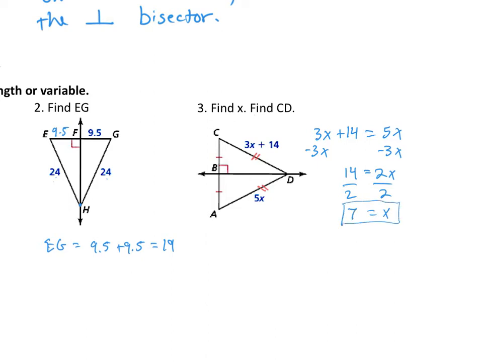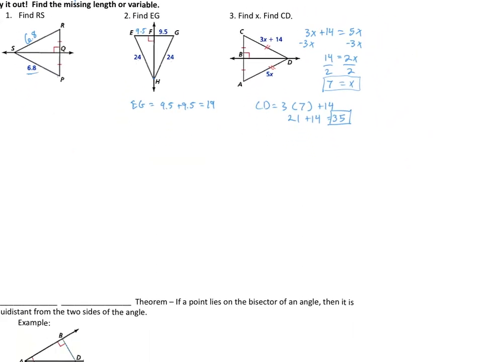I'm going to take that, and I can plug it into either side since they have to be congruent. Actually, they want CD, but CD and AD are congruent, so I'll just plug it into CD then. CD is 3 times 7 plus 14. 3 times 7 is 21 plus 14. That gives us 35. So CD should equal 35. Let's go on, see what else we have for us.